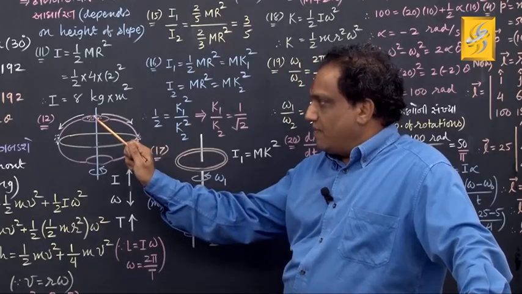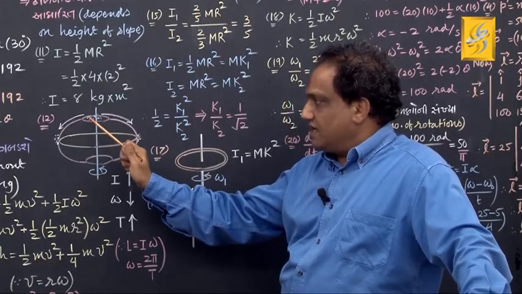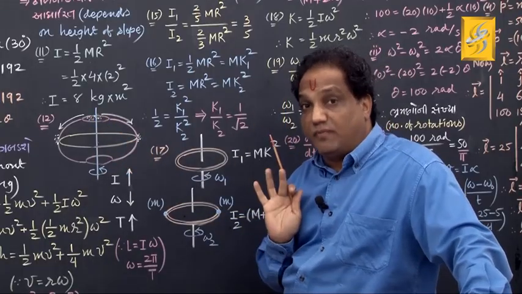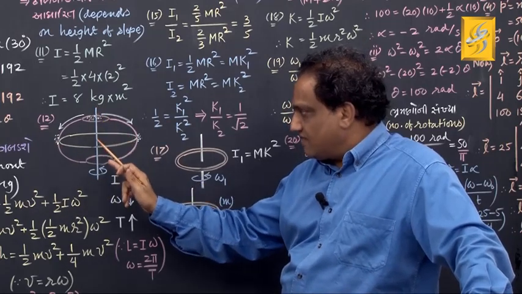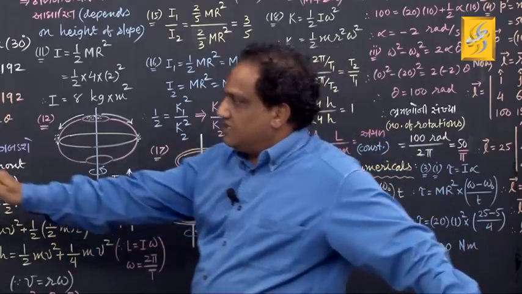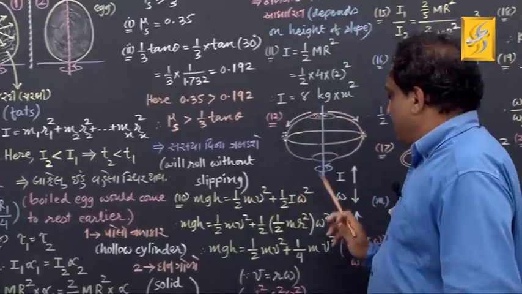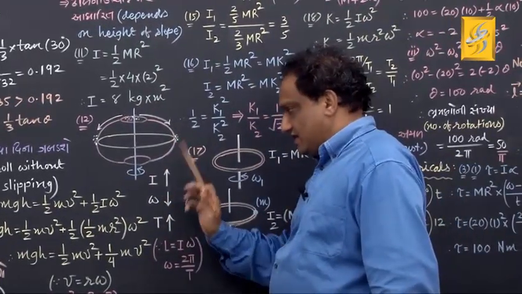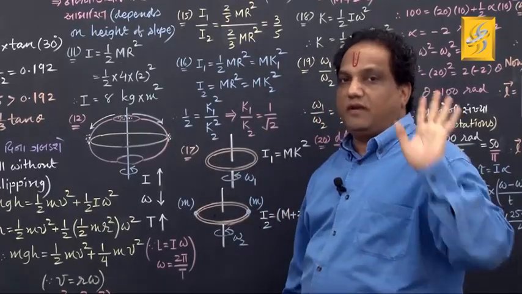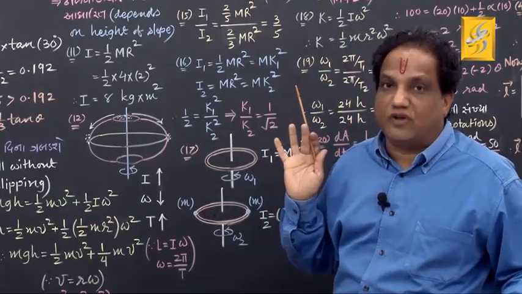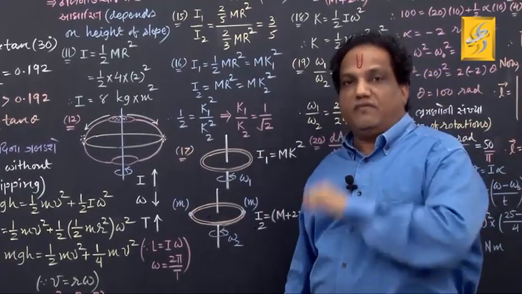Whether the particle is here or here, its mass remains constant. But if the particle is here nearby the axis, then distances would be less. And if the same particles come here, their perpendicular distances from this axis would increase. And as these perpendicular distances increase, naturally the value of I will increase. If the value of I increases, then angular speed will decrease, because I into omega remains constant according to the law of conservation of angular momentum.